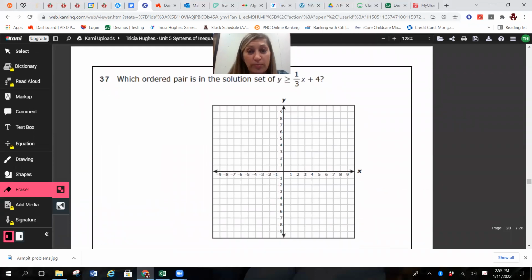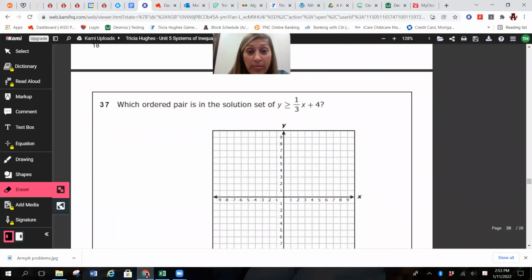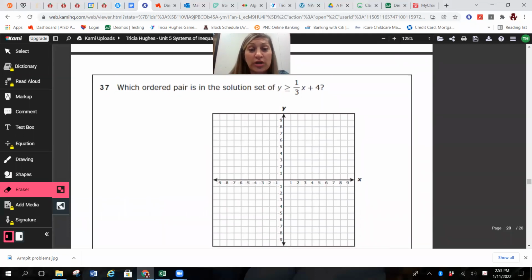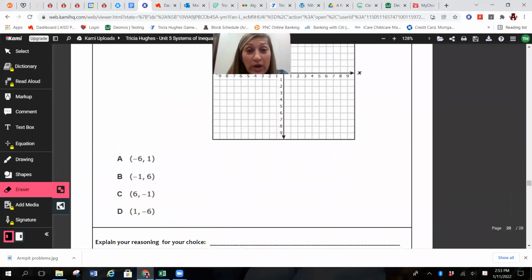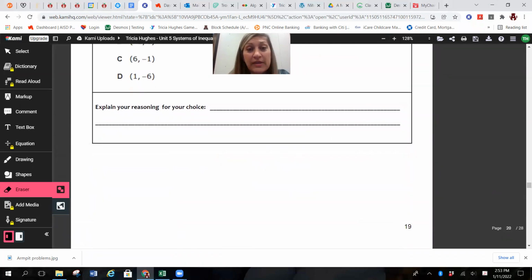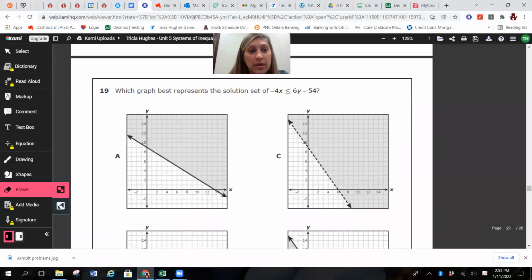Again, which ordered pair? So in this star problem, they did not even graph that line for you. So you're going to use this graph to graph it, shade, and then pick which point is in that shaded area. And then tell me how you got that.